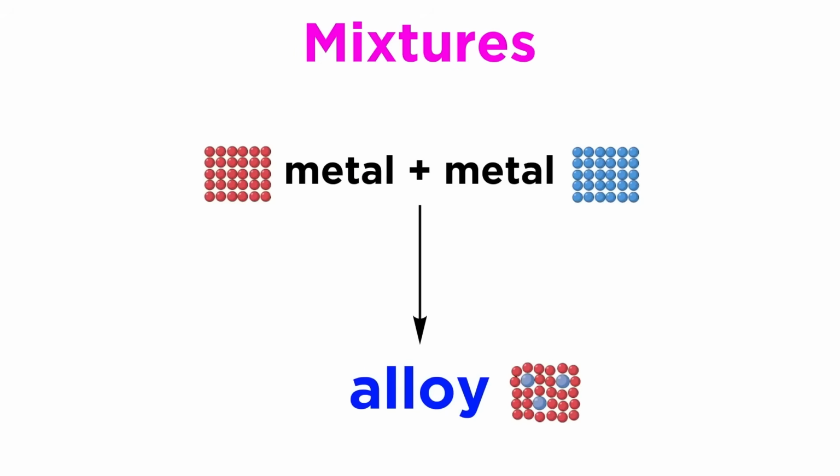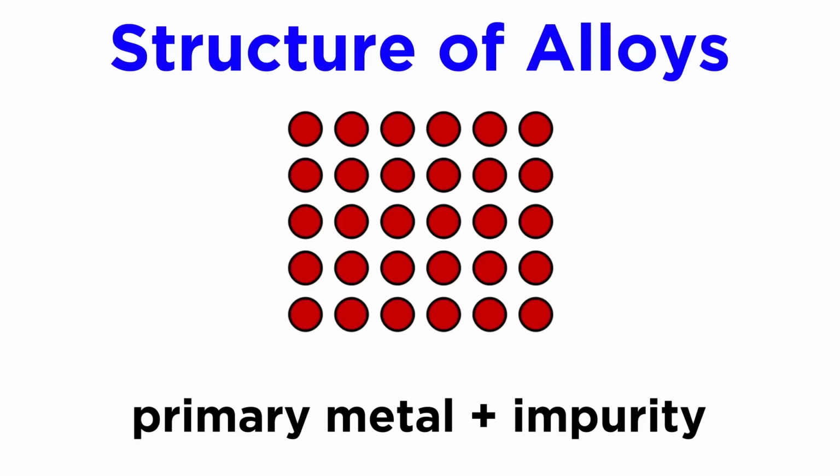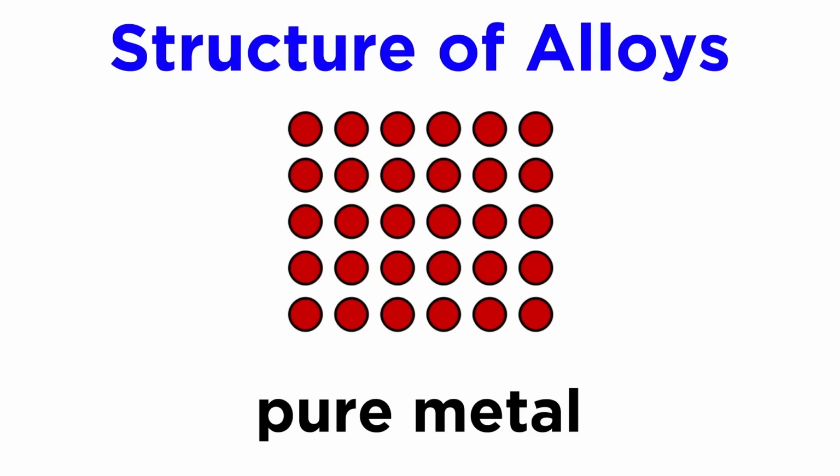We should also know a few things about mixtures of metals, which are called alloys. The way alloys are typically structured is that there is a primary metal which represents the majority of the alloy, and then there are one or more other metals present as impurities, and these can fit into the lattice structure in a number of ways. Here is a representation of a pure metal. As we can see, all the atoms are the same, as they are of the same element.